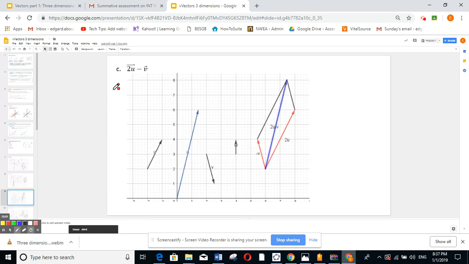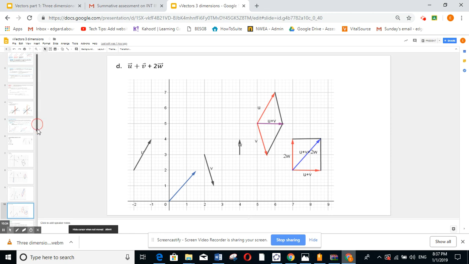Another one, if you want 2u minus v, this is u, this is 2u, double and parallel. If this is v going down, minus v will be from this point going up. So continue the parallelogram, and this will be the resulting vector. You can do it from the origin, or you can keep it from here. It's up to you to decide.